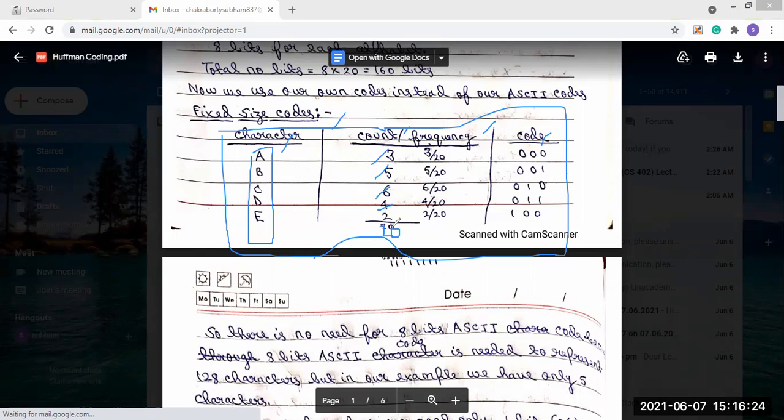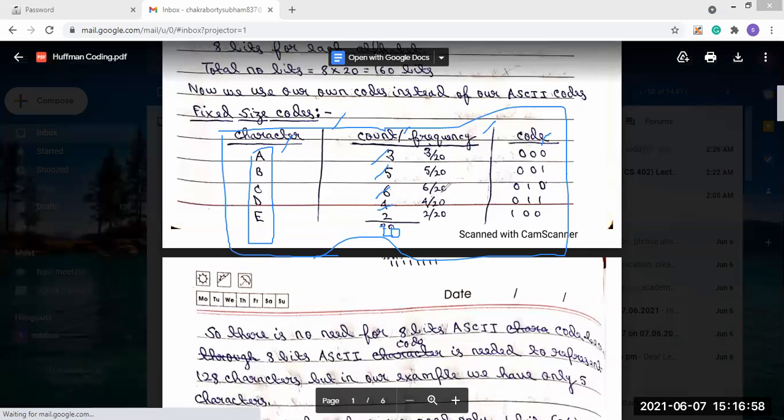So the total length of the message, we know that it is 20. So if we use relative frequency instead of count, we will have to use 3 by 20, because inside the 20 characters, A is appearing 3 times. Inside the 20 characters, B is appearing 5 times. C is appearing 6 times, so 6 by 20.